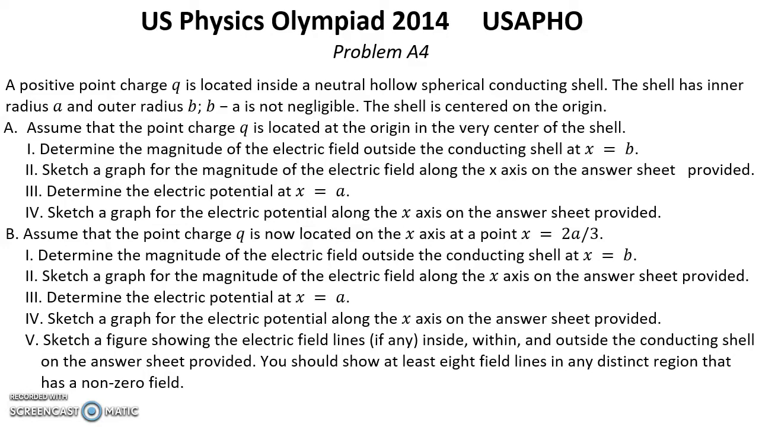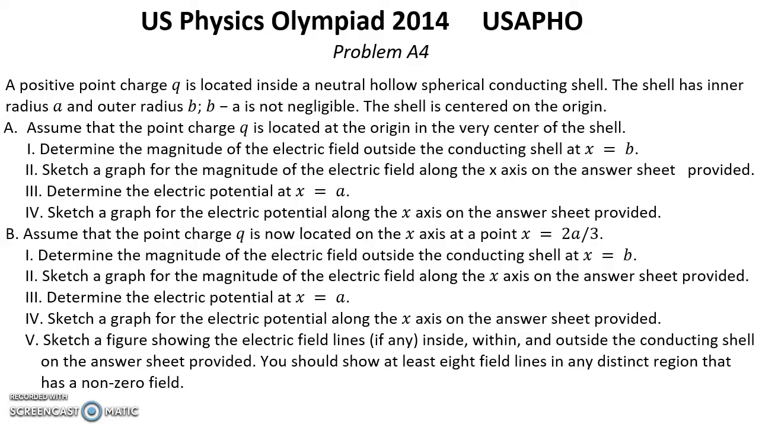Question 5. Sketch a figure showing the electric field lines, if any, inside, within and outside the conducting shell on the answer sheet provided. You should show at least 8 field lines in any distinct region that has a non-zero field.